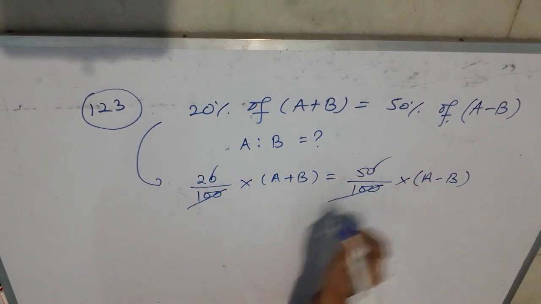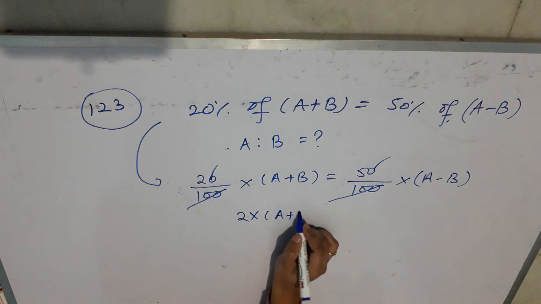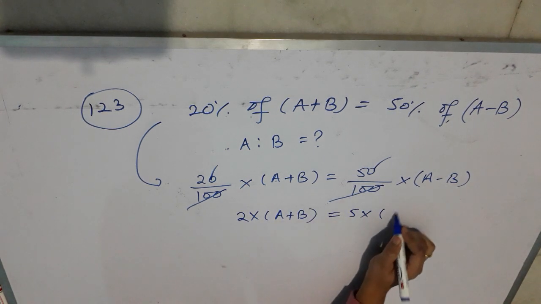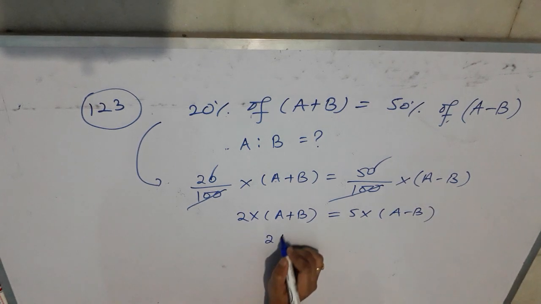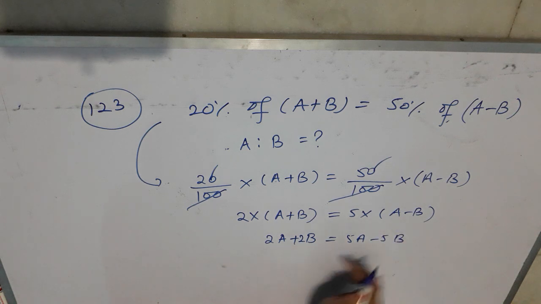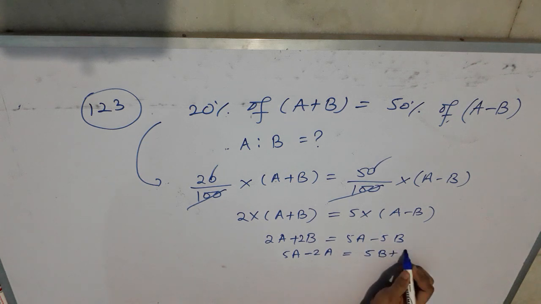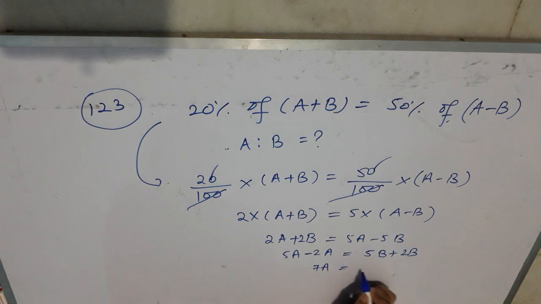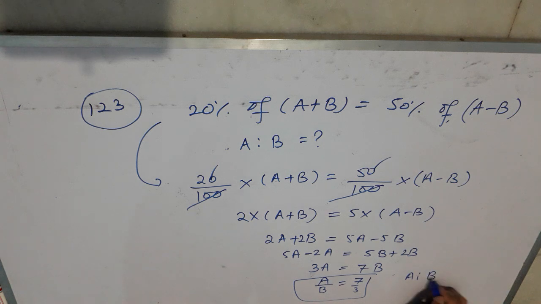100 cancels, 0 cancels. This is 2 into (A plus B) equal to 5 into (A minus B). Multiply the 2 inside, 2A plus 2B is equal to 5A minus 5B. This gives 5A minus 2A equal to 5B plus 2B, which will be 3A equal to 7B. So A upon B is equal to 7 by 3, meaning A ratio B is equal to 7 ratio 3, and that is option number A.